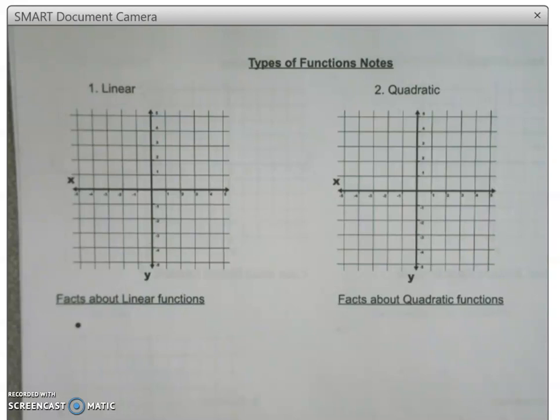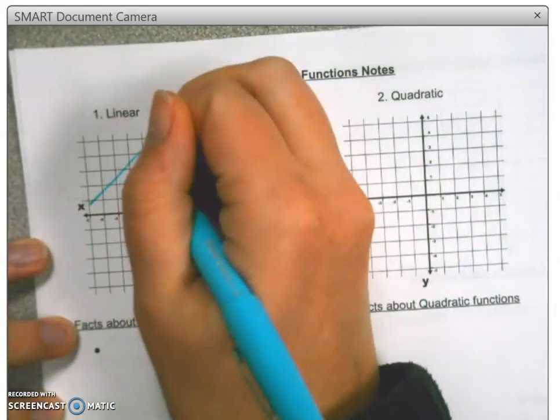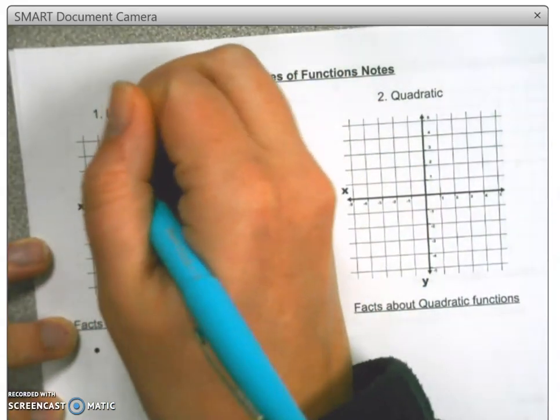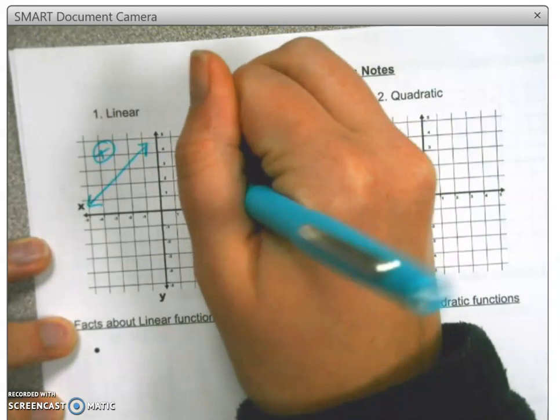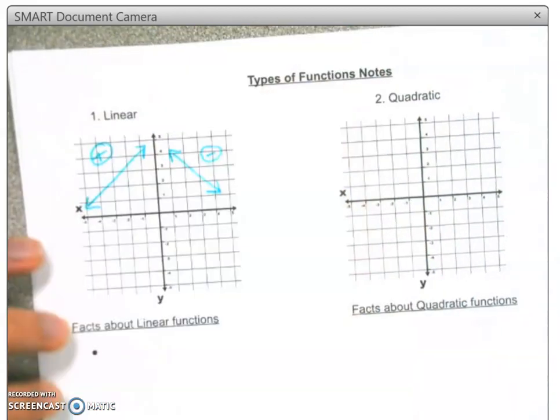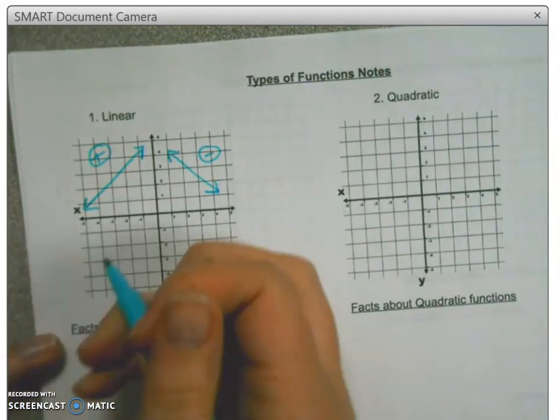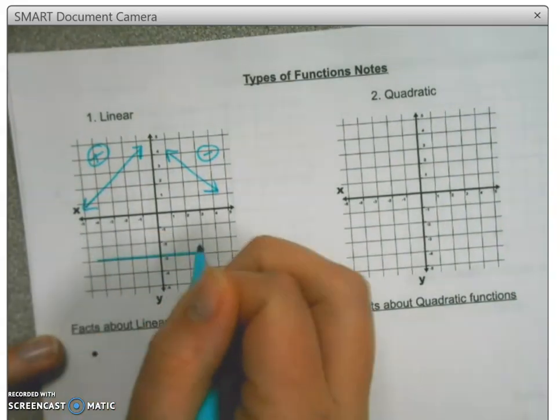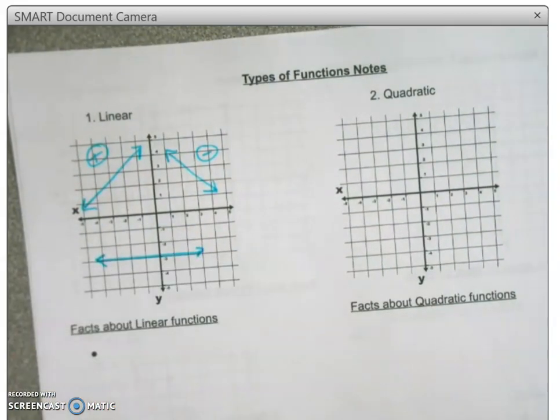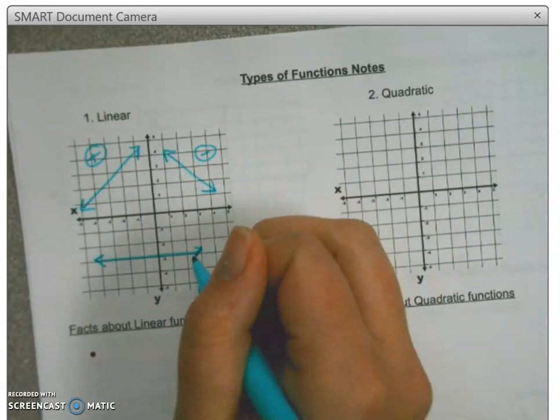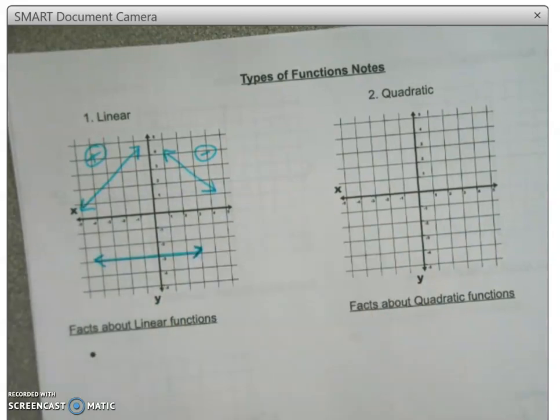So going over the different types of functions, the first one we're going to talk about is linear. Linear looks like this if it's positive, and like this if it's negative. Linear also can have like a neutral one. This is called a constant. Go straight across. Notice it cannot be vertical. That's not a choice, but horizontal is fine.